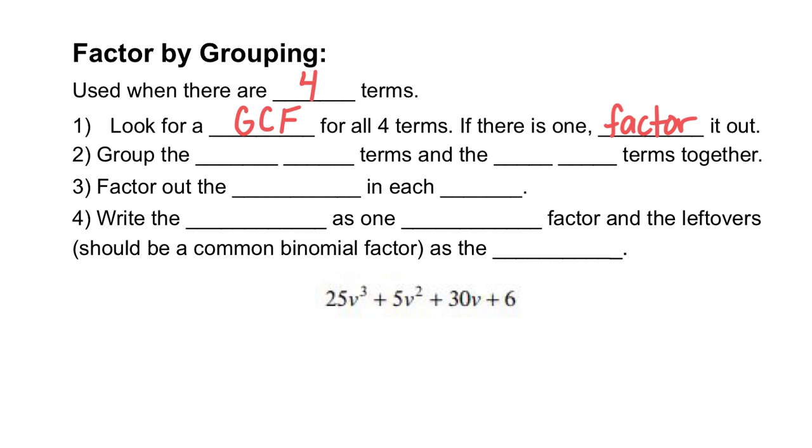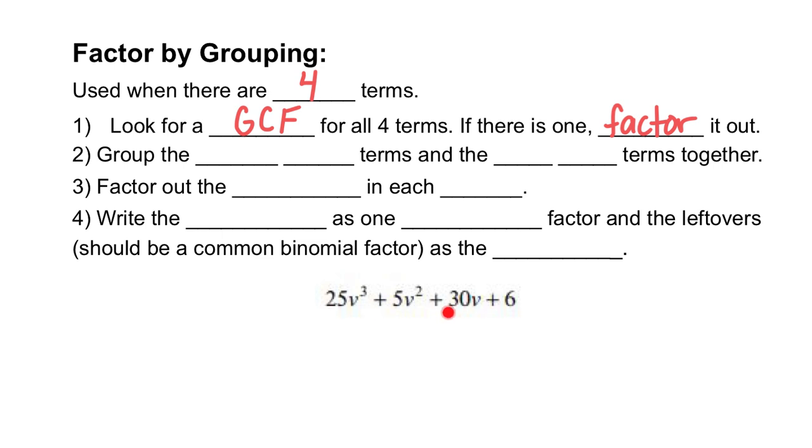So like in this example down here where I have 25v to the third, 5v squared, 30v, and 6, I would start by looking to see if there's a GCF in those 4 numbers together. And then if there is one, go ahead and take that out. If there's not, well, then I'm ready to move on and go on to the next one.